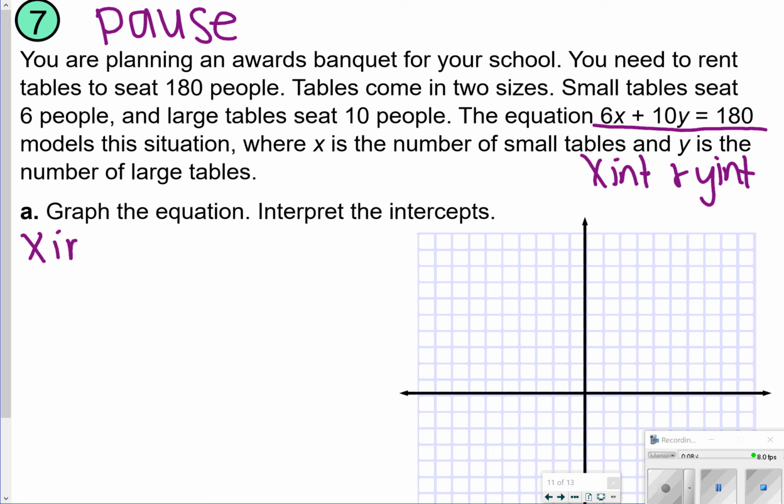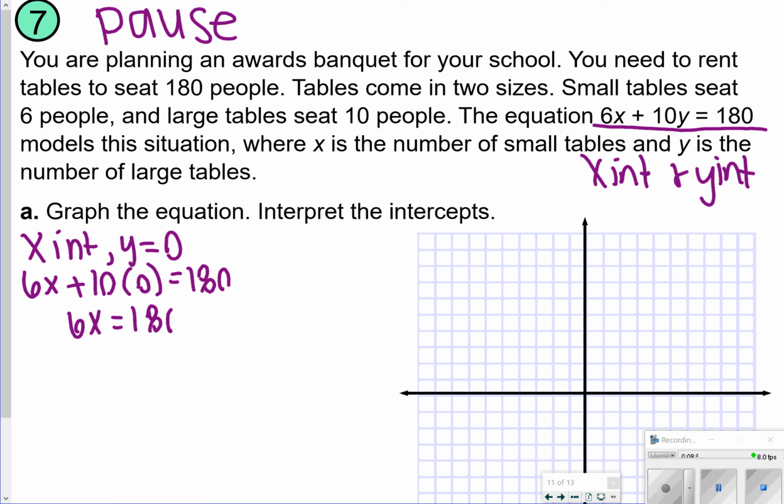Alright, so for the x-intercept, I need y equal 0, so I'll have 6x plus 10, parentheses 0 is equal to 180. That's basically just going to give me 6x is equal to 180, and then when I divide both sides by 6, I get x is equal to 30. So since I don't have 30 dots here, I might just use them as 10, so here's 10, 20, and this is 30, just so I don't have to make a huge graph.